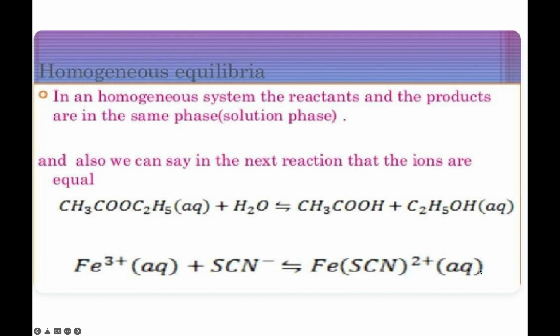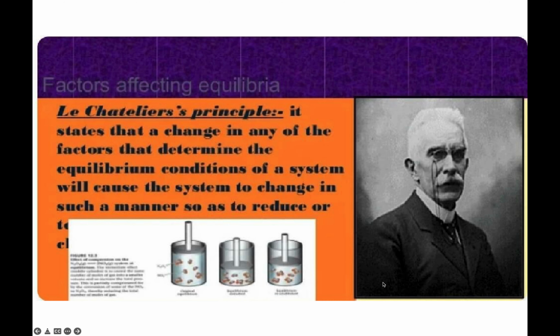Fe3+ aqueous plus SCN minus gives FeSCN 2+ aqueous. Okay, now what are the factors affecting the equilibria? According to Le Chatelier's principle, a change in any one of the factors which determine the equilibrium conditions of a system will cause the system to adjust itself so as to nullify the changes brought about by the factors.